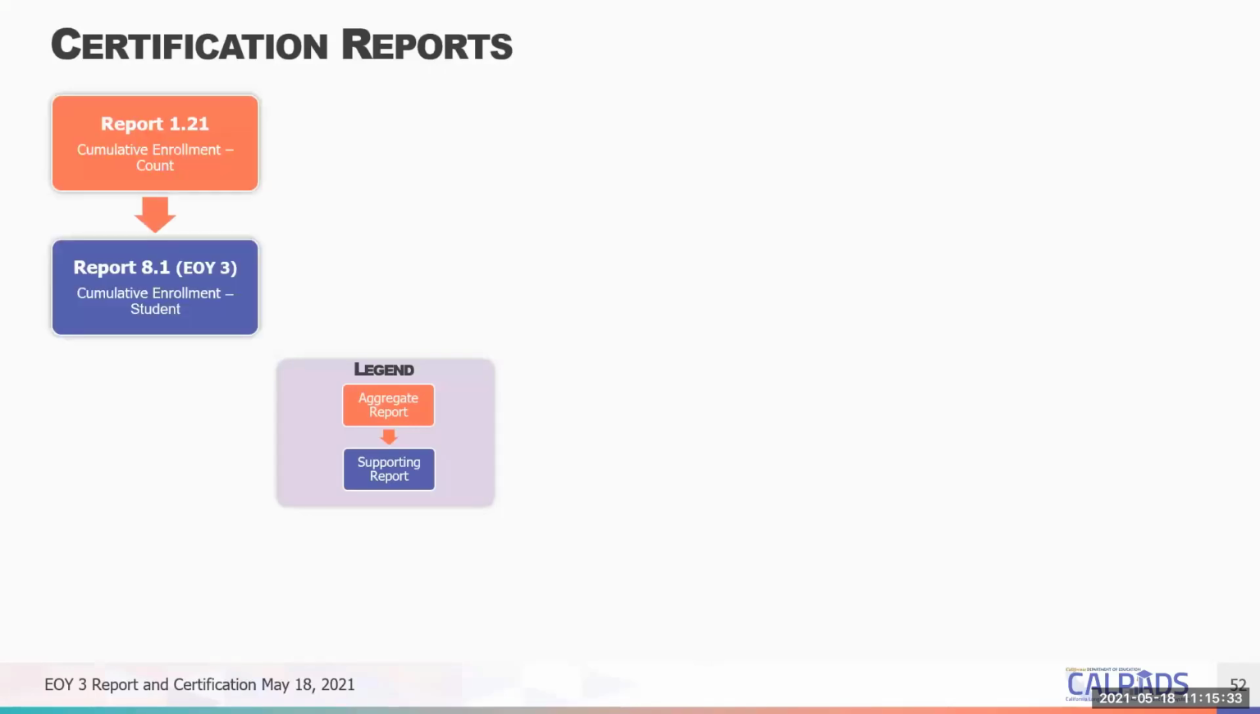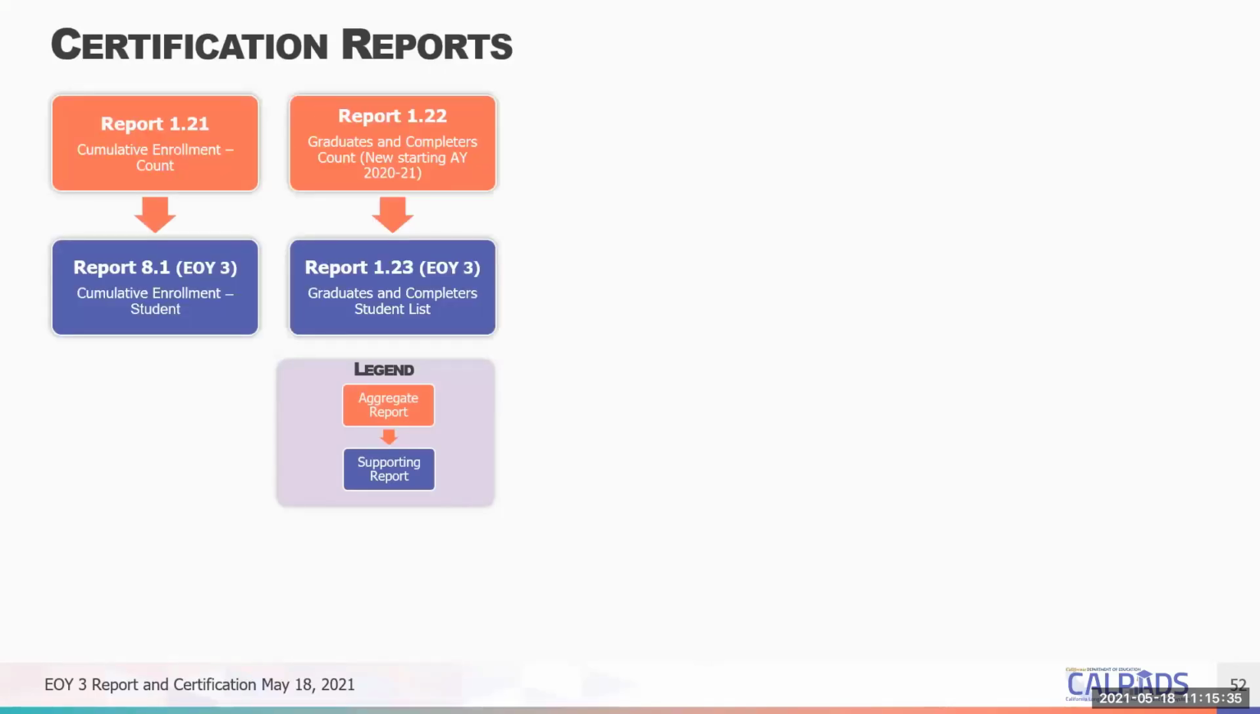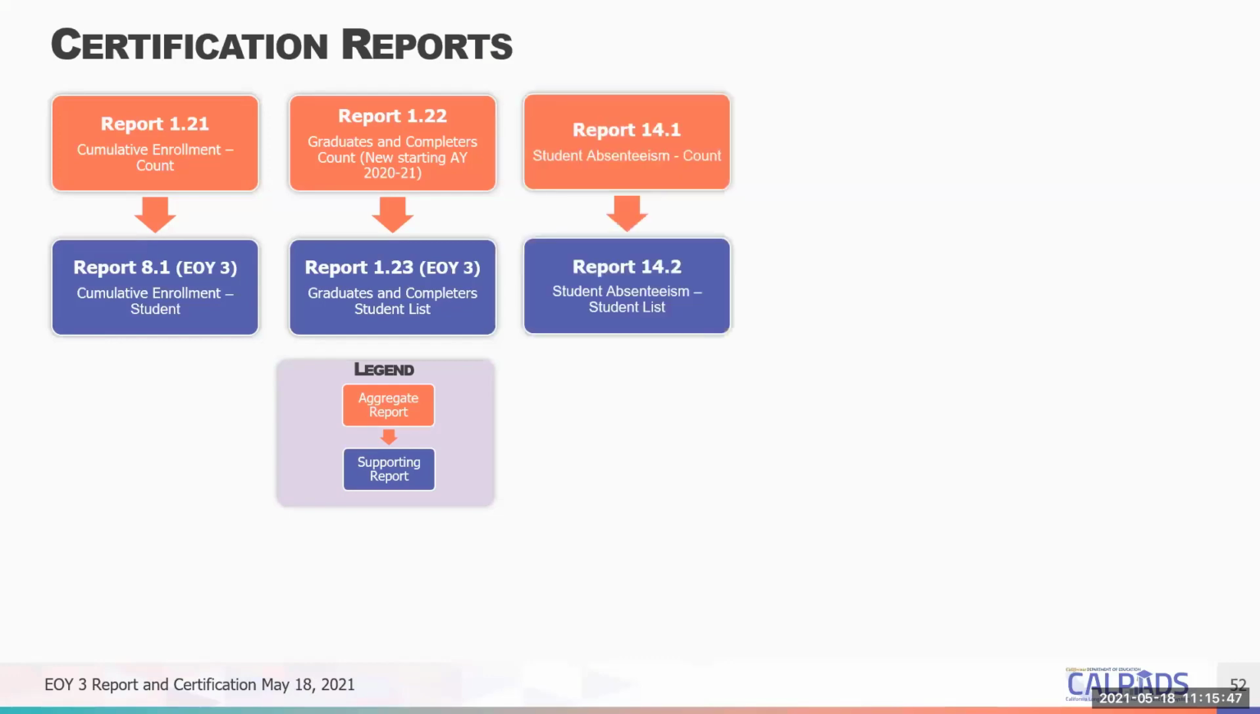So there are a million reports because the data collection is so great, right? And so as always, Kyron's created a legend. Orange color reports are those that are mandatory, that are reviewed, right? So you have your cumulative enrollment report, which is supported by 8.1. You have your 1-year grad report, 1.22, that's supported by 1.23, which is a student list of grads and completers.